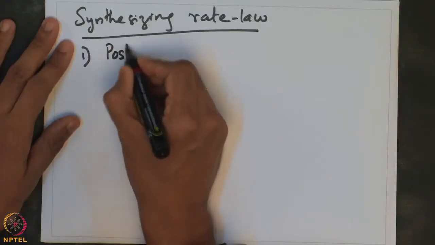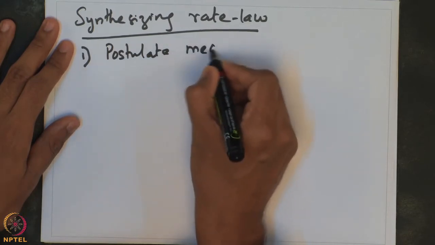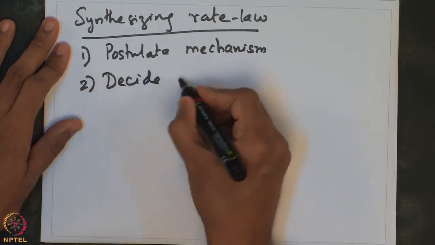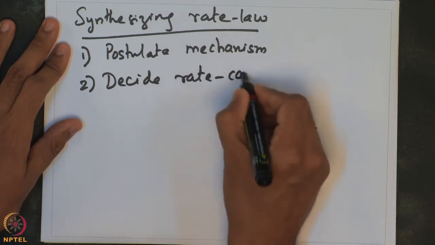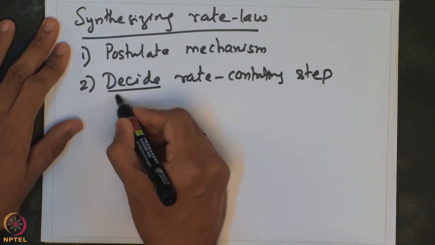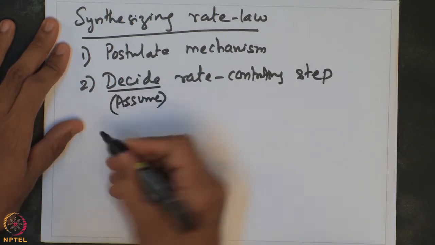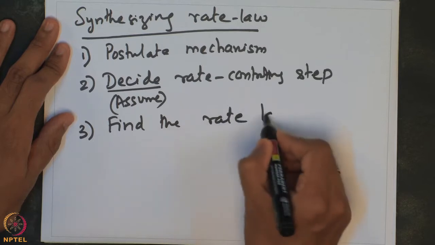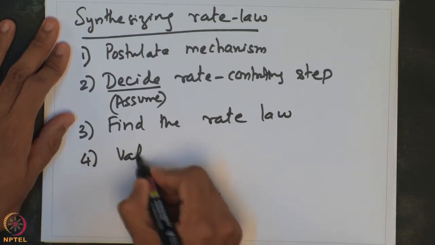So, let us look at each of these cases. We will take a specific example and look at each of the cases of whether adsorption is rate controlling, surface reaction is rate controlling, or desorption process is actually rate controlling. So, step number 1 is to postulate the mechanism and then decide on which one is the rate controlling step, or rather assume and verify later, and find the rate law and validate with experimental data.